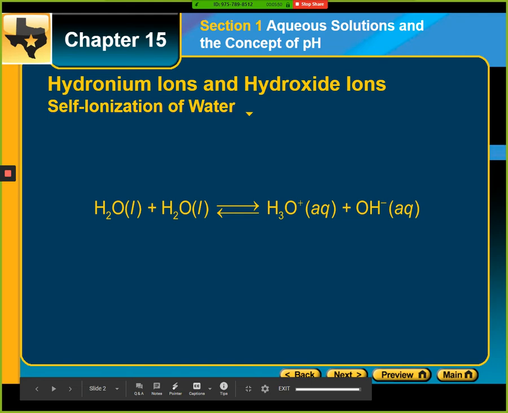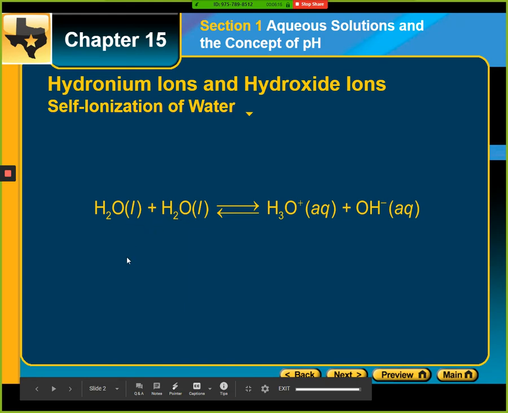So one thing you need to know about water, water does what's called self-ionization. Water molecules, which remember, water just by itself is defined as a neutral substance with a pH of 7. Water, however, can, by interacting with other water molecules, one of those water molecules can act as an acid and one of those can act as a base.